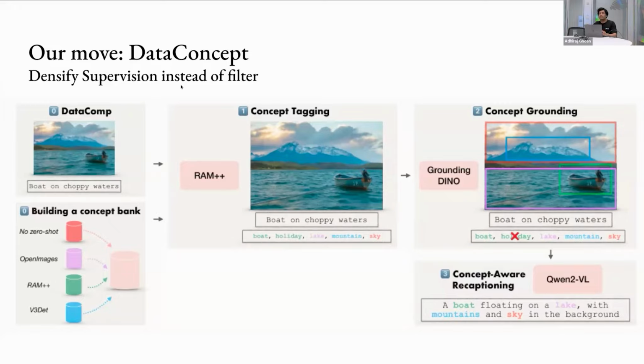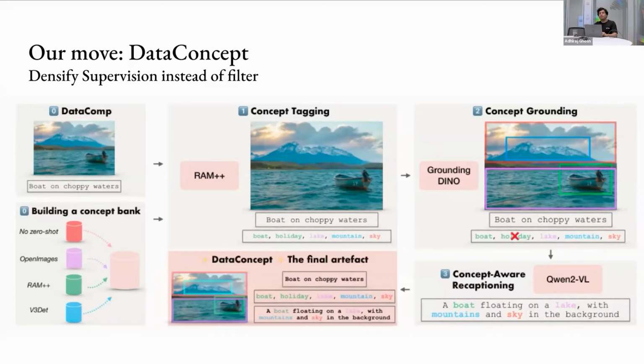What we do with this is we recaption poor alt text or original text from the internet to make sure that it supports the concepts that are there in the image and actually reads quite well, to be honest. We use a Qwen 2 model, which was state of the art at the time. So the final artifact is an image, an original caption, a list of concepts with their bounding boxes, and a better quality caption. So this is the dataset that we curate.